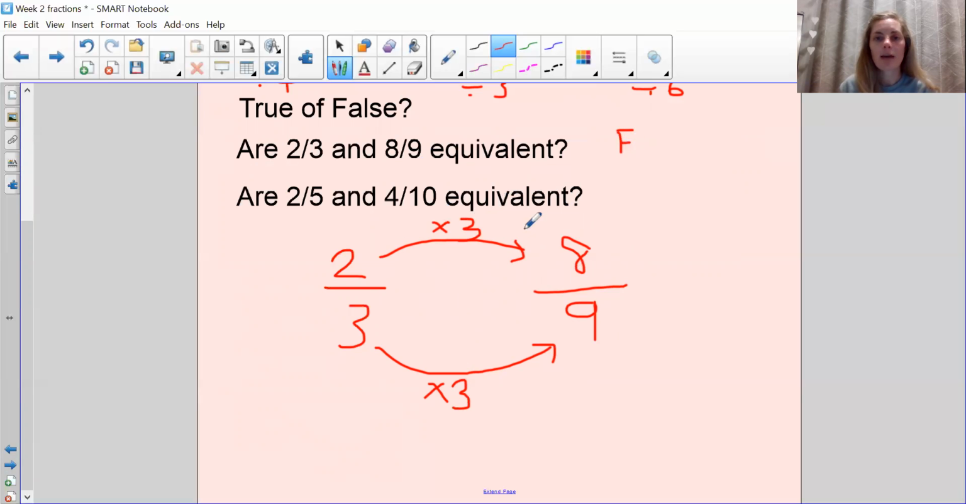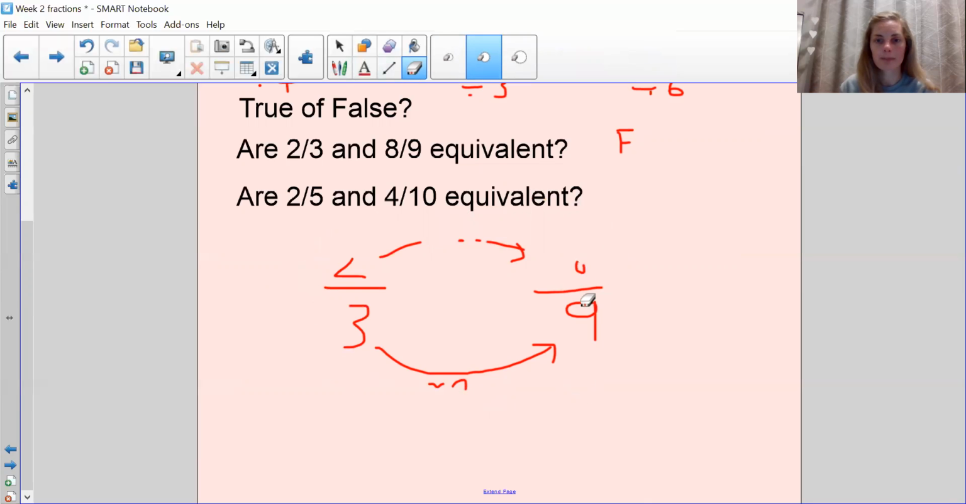Now I'd like you to see if you can have a go at this one. Set out those two fractions. Whatever you do to the one number, then do to the other and see if you get it. Right, so pause the video and have a go.